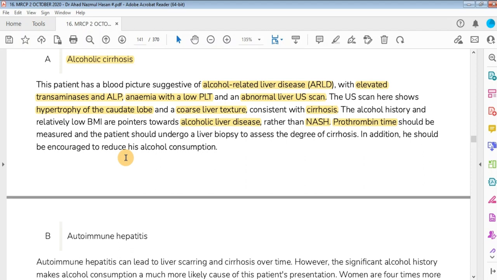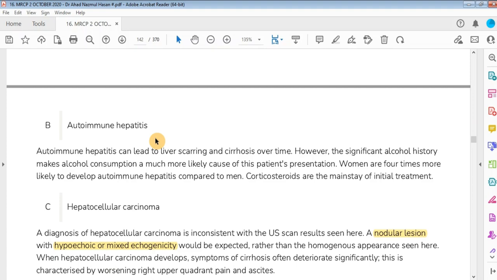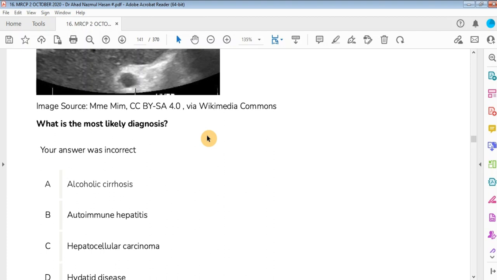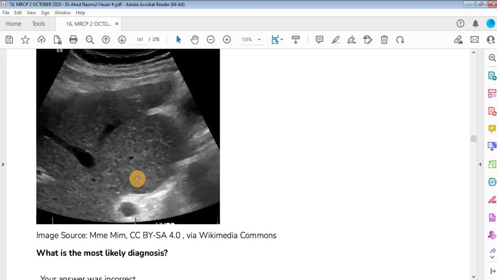And autoimmune hepatitis will have ASMA positivity. And in case of hepatocellular carcinoma, this will come with a nodular shape and there will be hyperechogenicity. That means it will look more like whitish color, not the blackish color. Cirrhosis will come with the blackish color and the hepatocellular carcinoma will come with the whitish color.